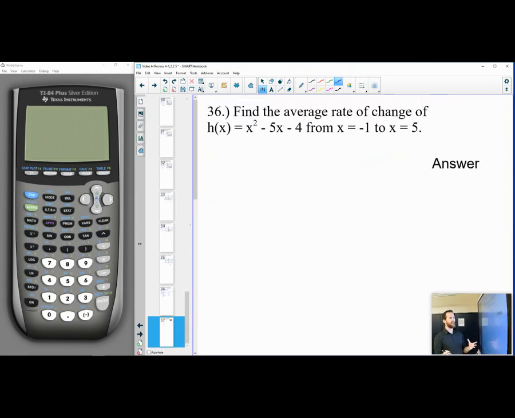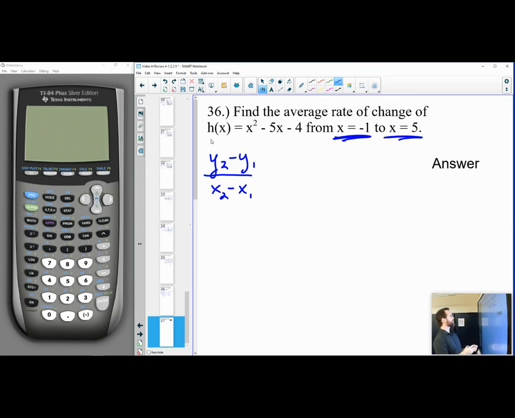Last one, final, last problem for this review. Same directions as number 35. Find the average rate of change of, this time they give us a new function rule, h of x equals x squared minus 5x minus 4 from x equals negative 1 to x equals 5. Since there's no graph here, I'm going to use the slope formula, y2 minus y1 over x2 minus x1. Because remember, that's all rate of change is. It's just slope. And average rate of change is just the slope from one point to another.